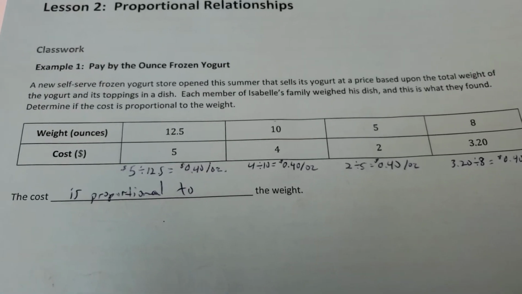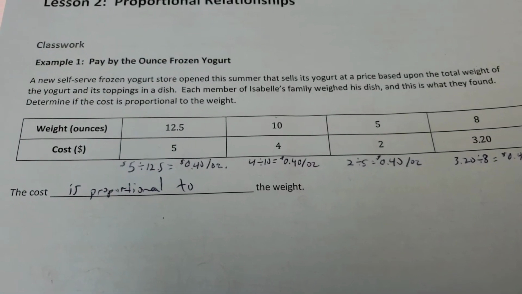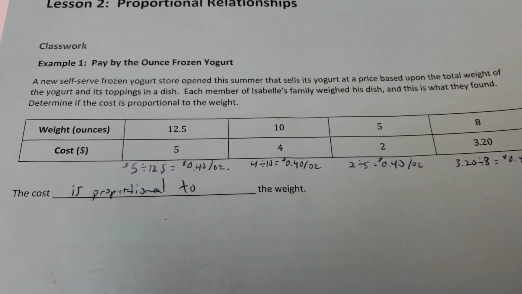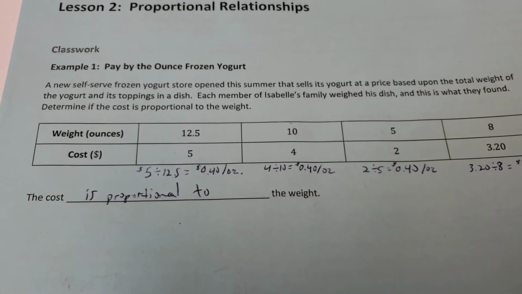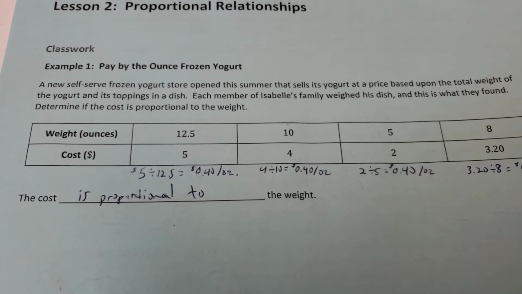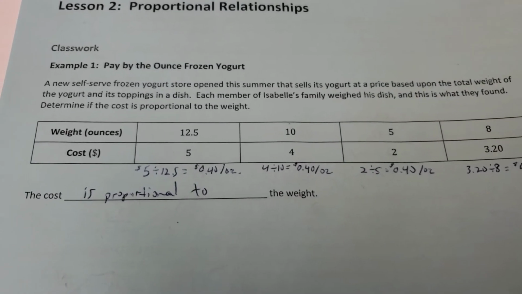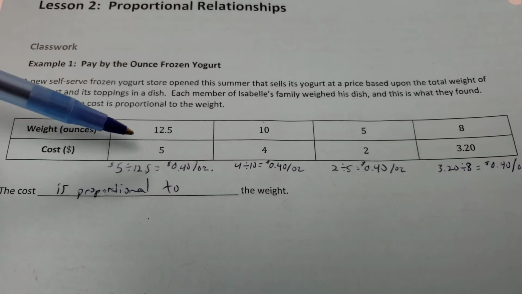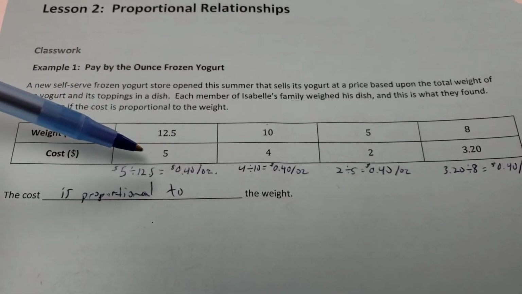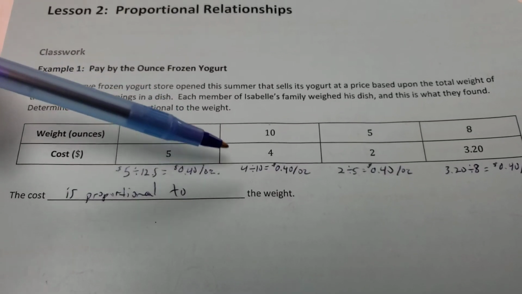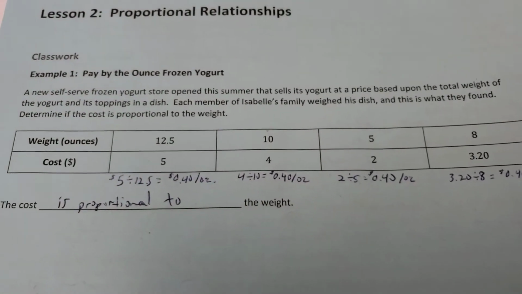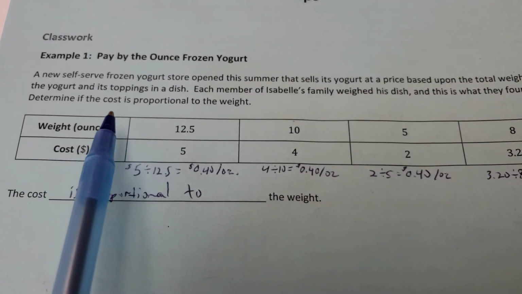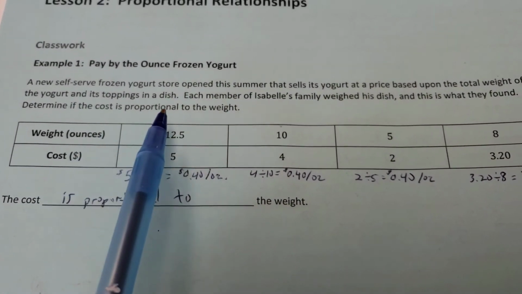It says a new self-serve frozen yogurt store opened this summer. It sells its yogurt at a price based upon the total weight of the yogurt and its toppings in a dish. Each member of Isabel's family weighed his dish, and this is what they found. Determine if the cost is proportional to the weight. All right, so we have our table here of information. It's got the weight and how much it would cost. So 10 ounces would cost $4 and so on. What I want to do is notice how they phrase it: if the cost is proportional to the weight.